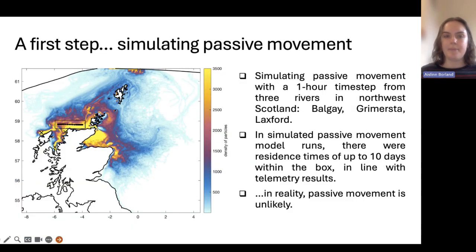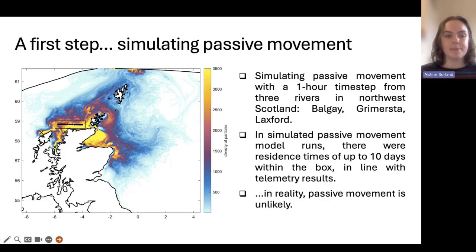So to see what modelling smolt migrations around here could look like, the very first step that we've taken is just simulating passive movement. So this is the fish just drifting with ocean currents. And this was using a 1-hour time step and just from 3 rivers in northwest Scotland, which were picked because we expect fish from these rivers to migrate through this region.